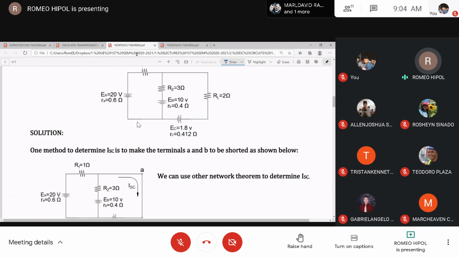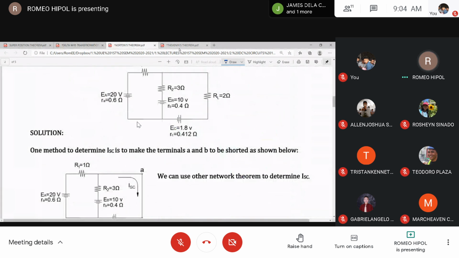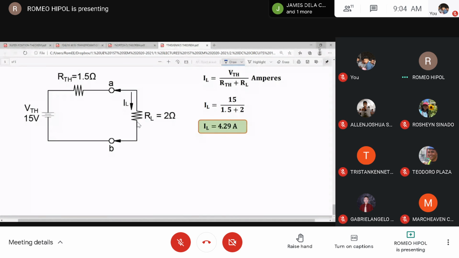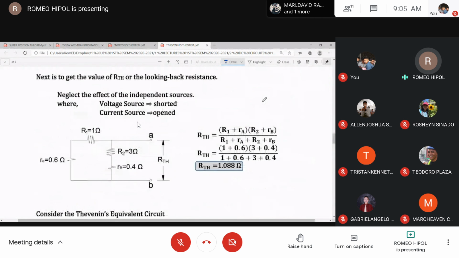So, magbibigay na lang ako ng mga activities. Naintindihan? Then, next week, pwede na tayo mag-set ng quiz sa Thursday. So, sa Thursday, ang quiz natin, ang coverage is mesh, nodal, and superposition theorem. So, sa mesh and nodal, wait lang. You can use calculator. Naintindihan? So, magbibigay ako ng problem set.